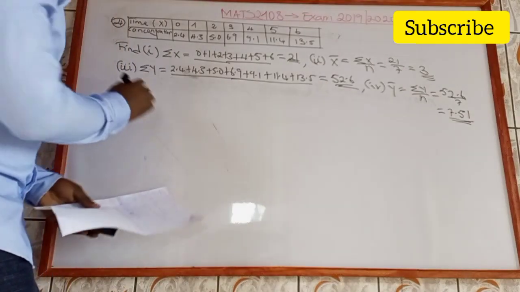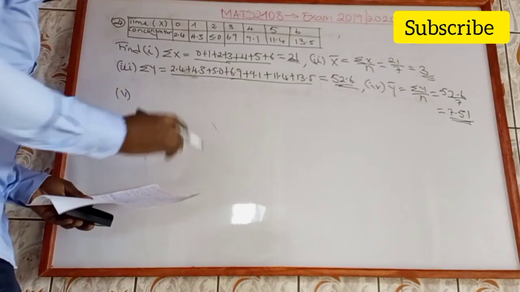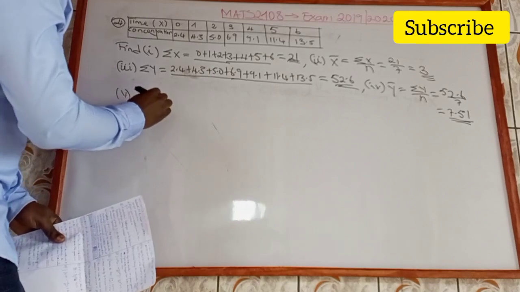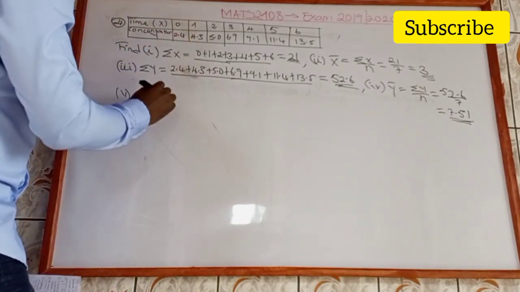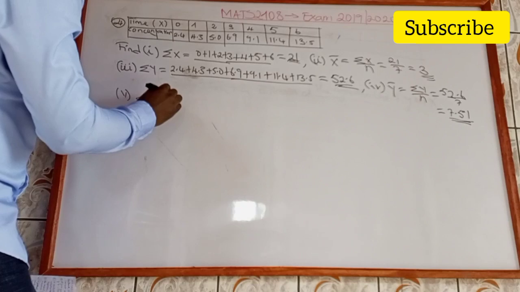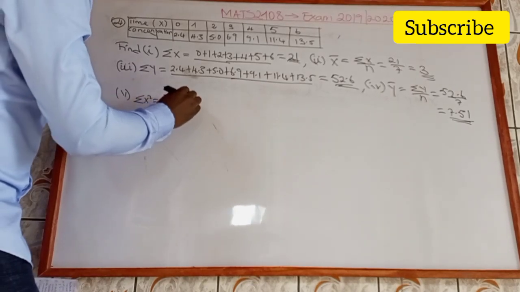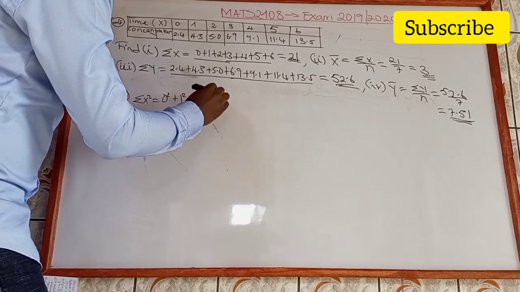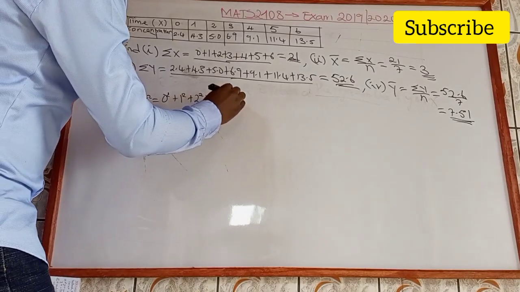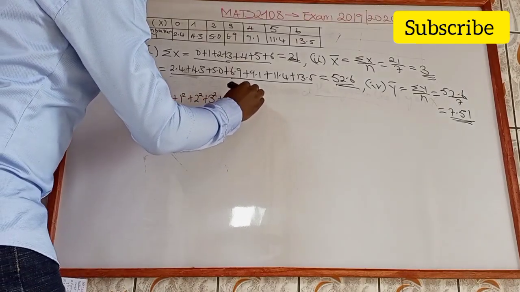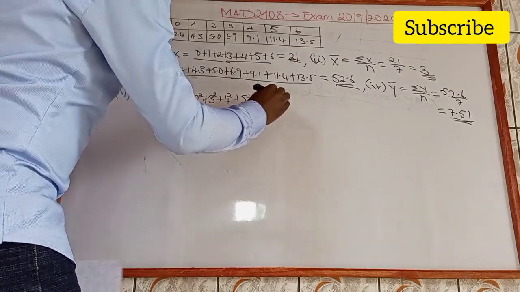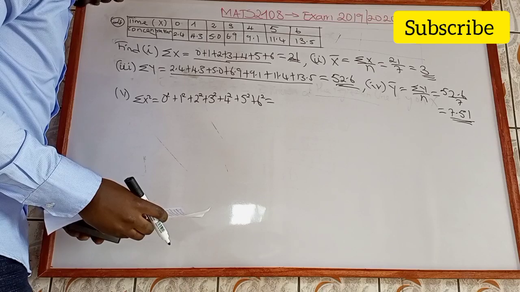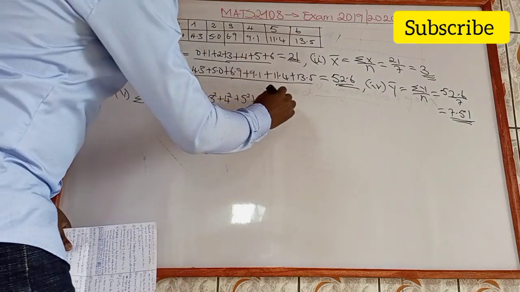And then Roman 5 says we should calculate the sum of x squared. The sum of x squared, we have 0 squared plus 1 squared plus 2 squared plus 3 squared plus 4 squared plus 5 squared plus 6 squared. We square all of that and add, it gives us 91.